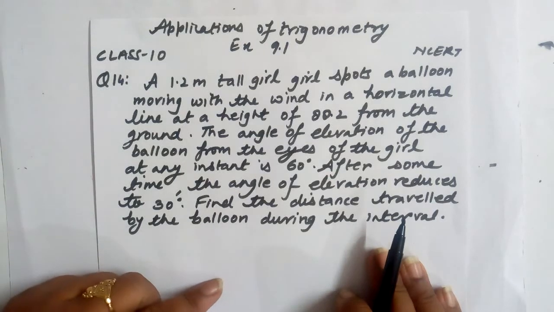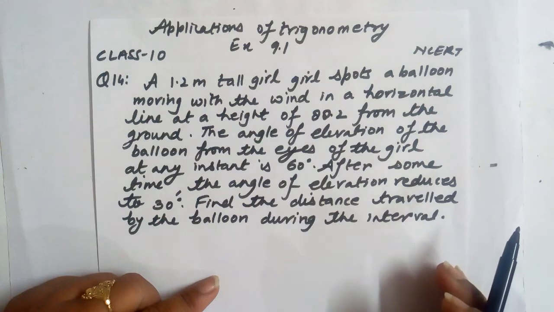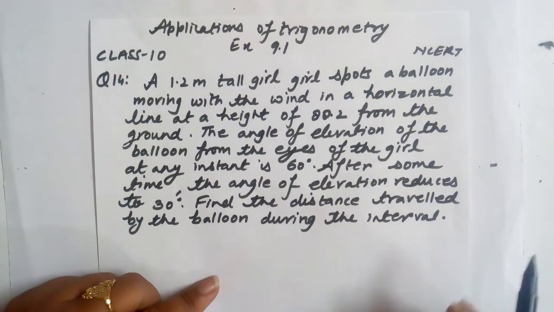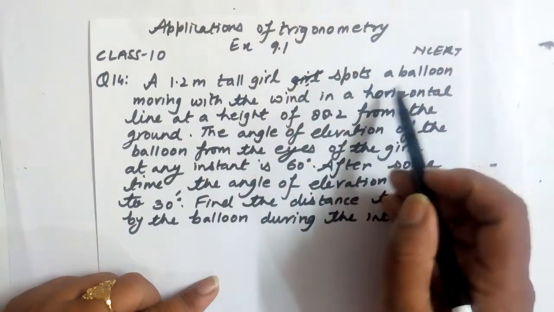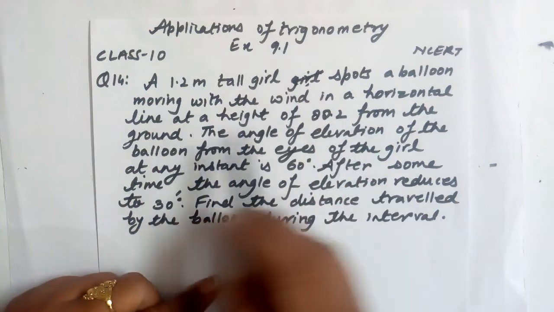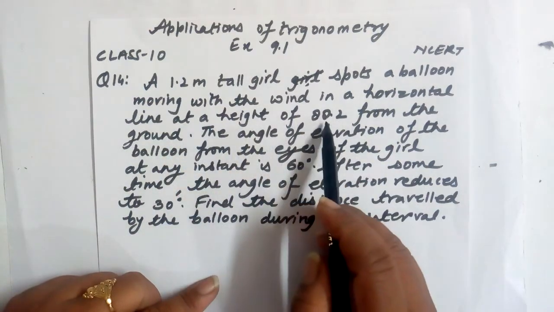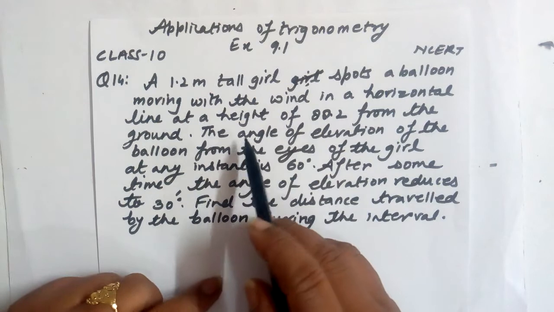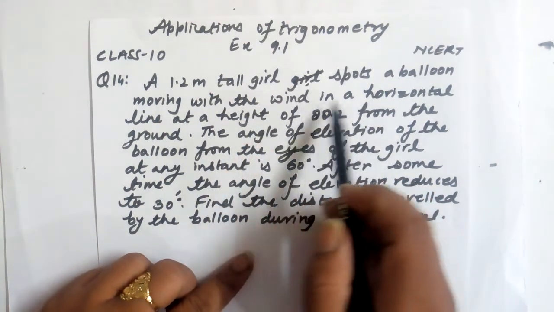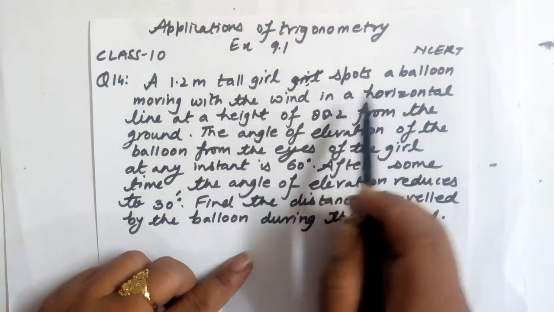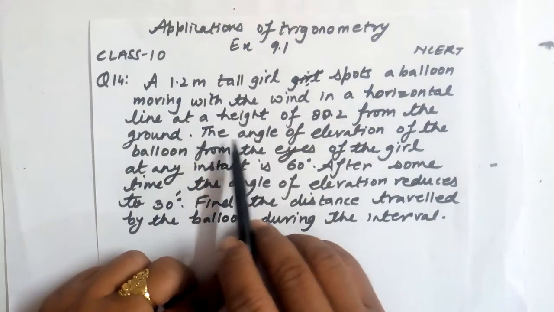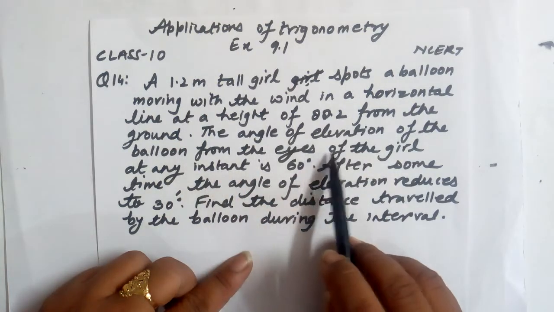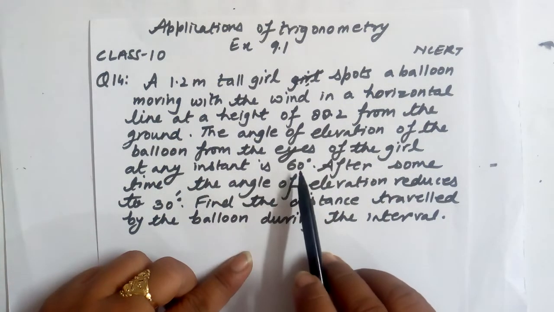Question number 14 of exercise 9.1, chapter Applications of Trigonometry of class 10 NCERT. A 1.2 meter tall girl spots a balloon moving with the wind in a horizontal line at a height of 88.2 meters from the ground. So the thing that we have to see here is that the balloon is moving with the wind in a horizontal line. The angle of elevation of the balloon from the eyes of the girl at any instant is 60 degrees.